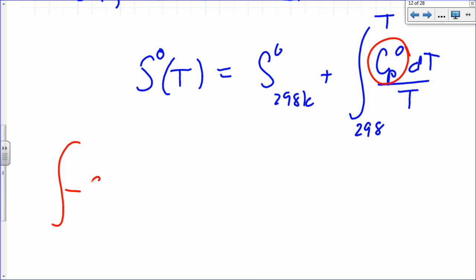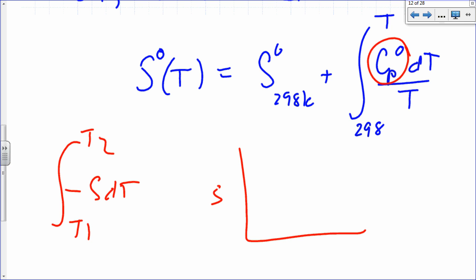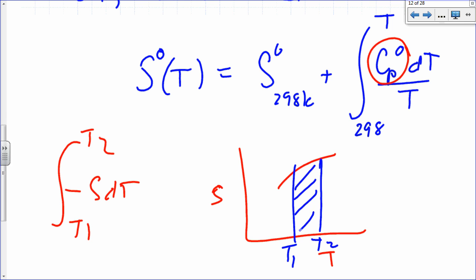What's the integral of negative S dt from T1 to T2? Well, you plot S versus temperature, right? And what do you get? Entropy is going to be increasing. So from T1 to T2, what's the integral of S dt? This is the area under the curve, right? And then you just take the negative of that area under the curve, and you get your delta G. Okay?